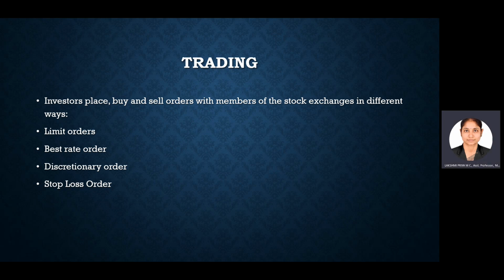Stop loss order: the orders are given to limit the loss due to unfavorable price movements in the market. A particular limit is given for waiting. If the price falls below the limit, the broker is authorized to sell the shares to prevent further loss. For example, sell ABC Limited shares at rupees 25, stop loss at 22.